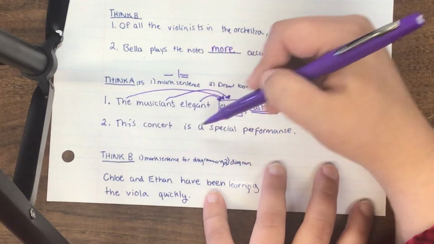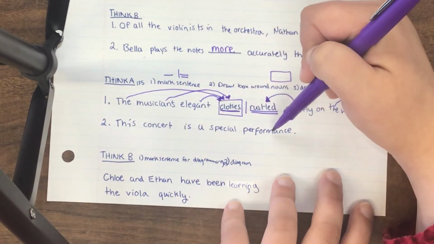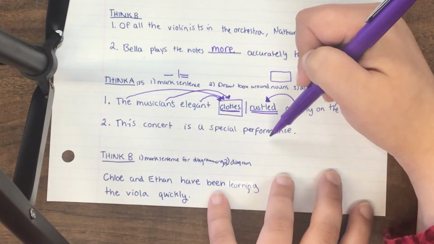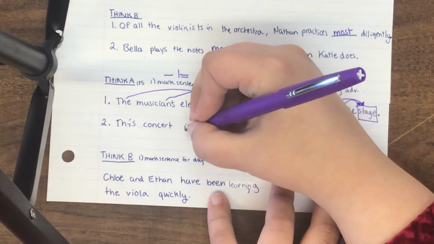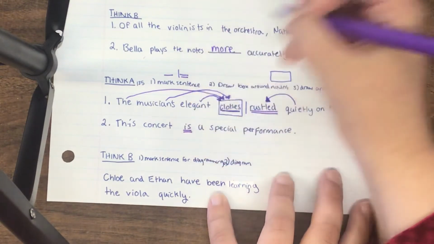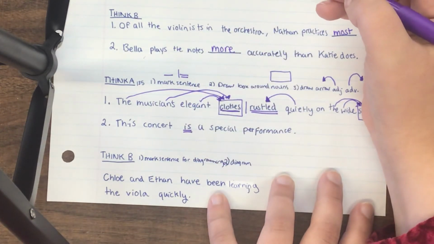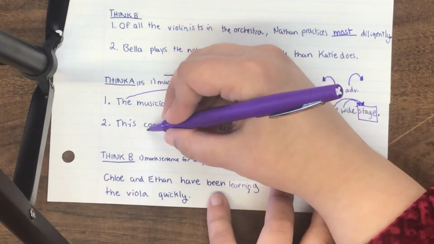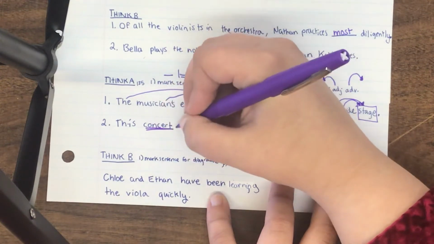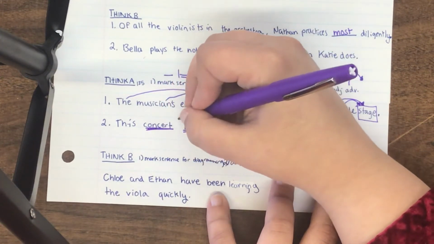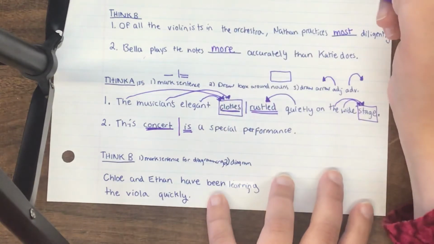This concert is a special performance. So first of all, I'm going to look for my verb first. Is one of those tricky ones, but it is indeed a verb. Now what is or who is? The concert is. So concert is my subject. Subject, verb, separate with a line, first one done.